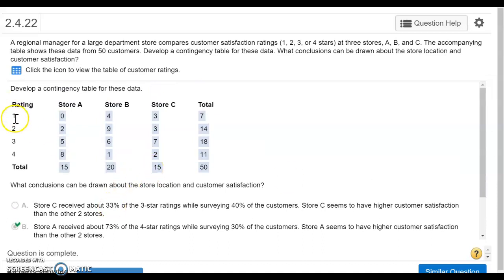Remember, if you want to know the total 1-star ratings, you go across, you find the 1 and go straight across. Now, if you want to know the total number of surveys done for a particular store, you would have to go down.